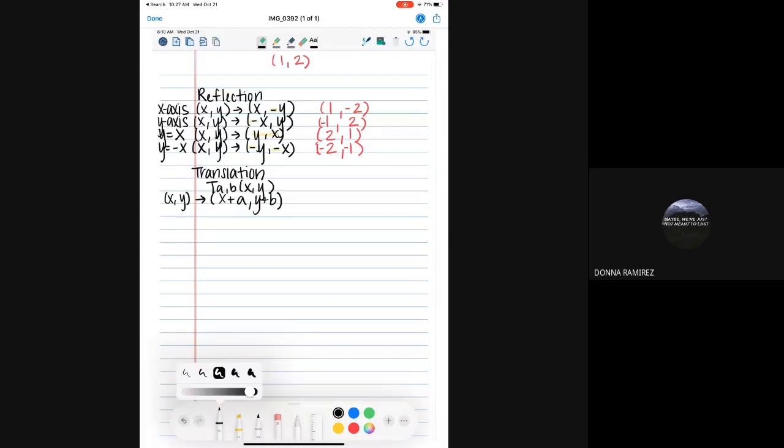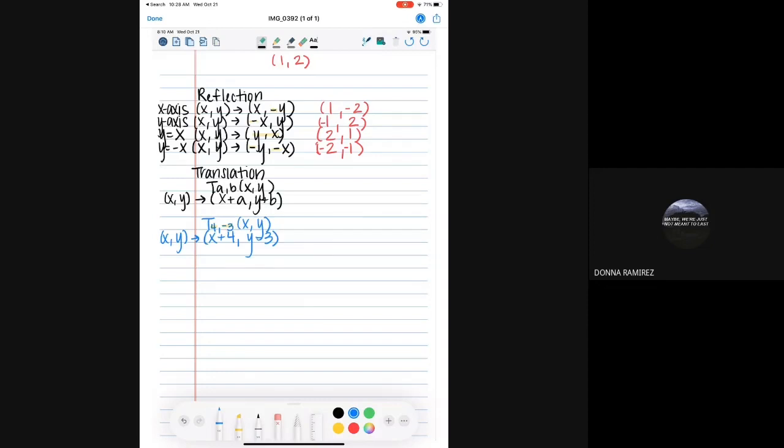Well, let us say that we want to have a translation 4 and negative 3. Well, this translation function rule would also be written as, we have a positive 4, so we write plus 4. And we have a negative 3, so we subtract 3.